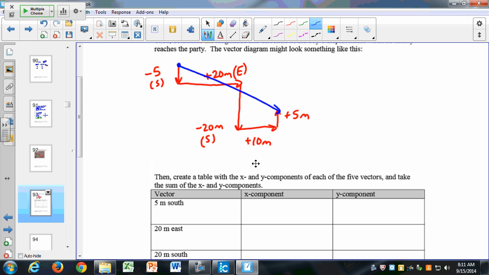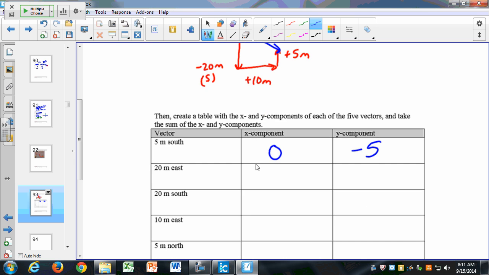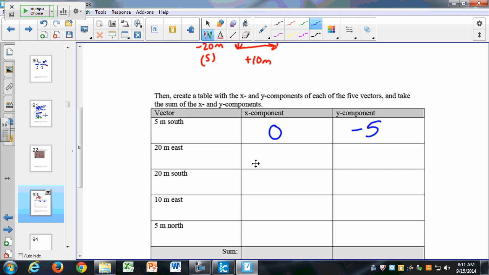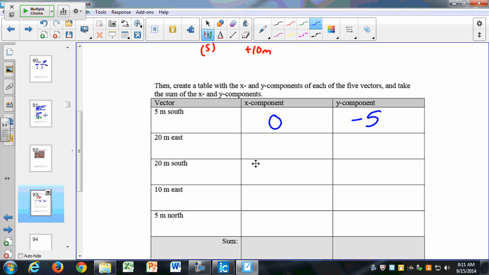For the first one, the x component is going to be what? The 5 meters south. It's going to be 0, thank you. And the y component will be negative 5. Go ahead and fill in the x and y components for the other 4 vectors. Then we'll just take the sum, and we'll be about done. We'll just wrap up after this.